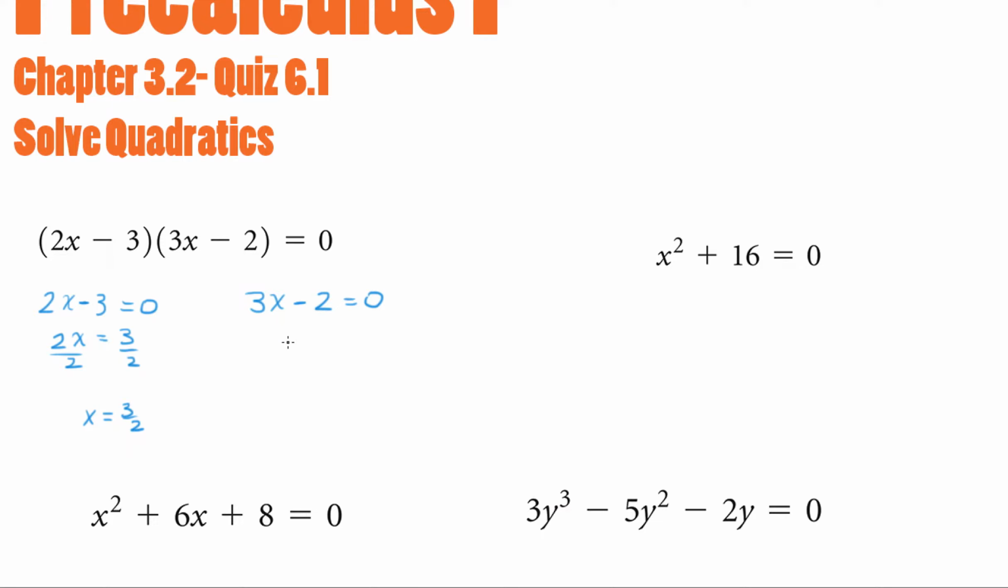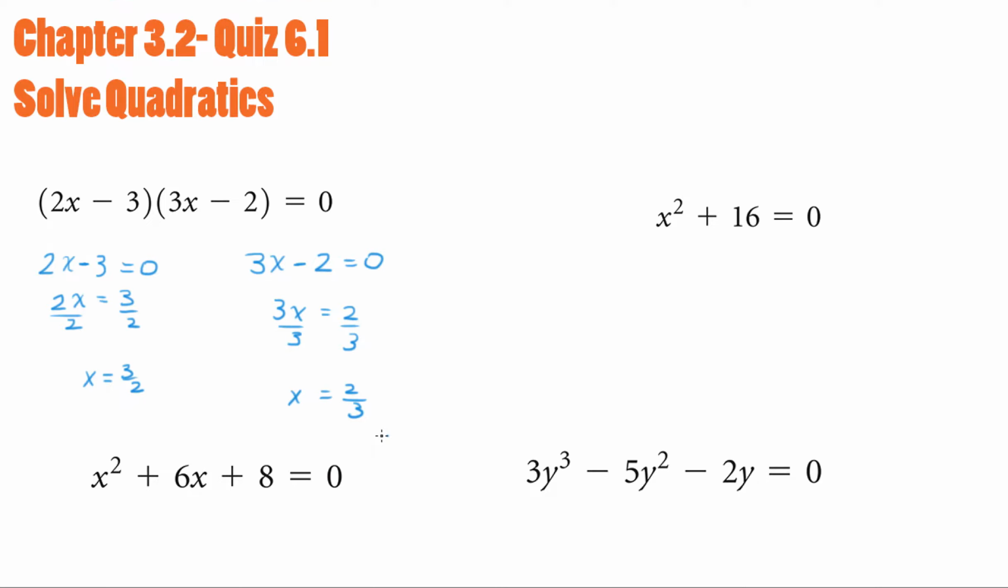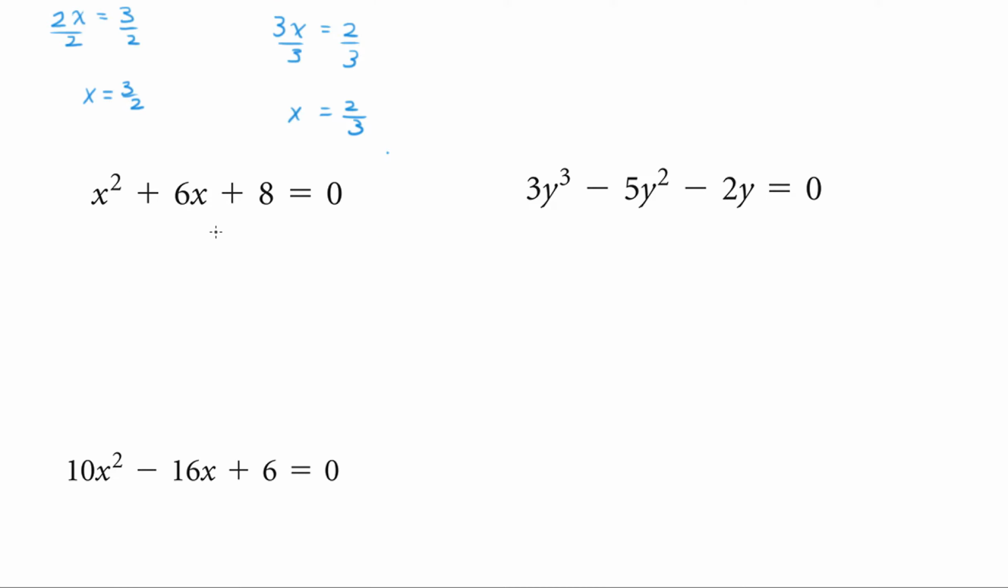Here you add 2 on both sides. So you have 3x equals 2. And then we divide by 3. So we have x equals 2/3. And that will be your solution. X equals 3 halves and x equals 2/3. For this one though, you need to use the x method.